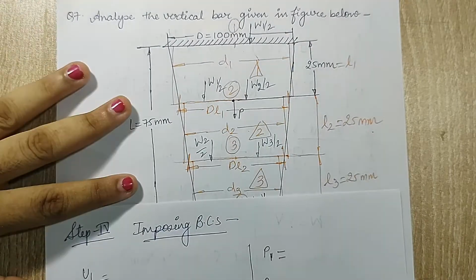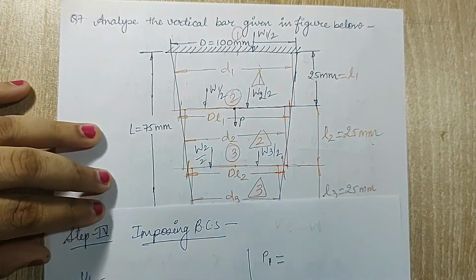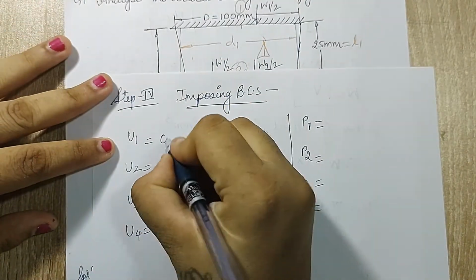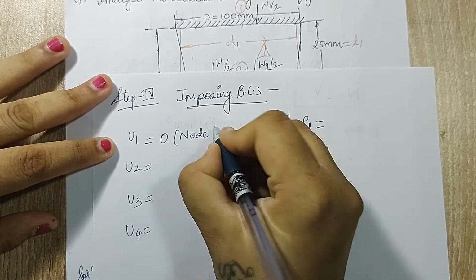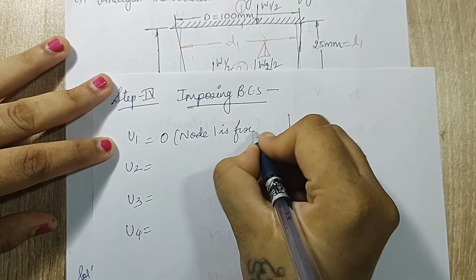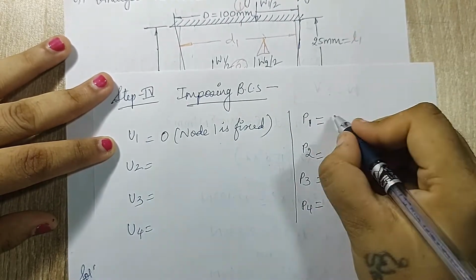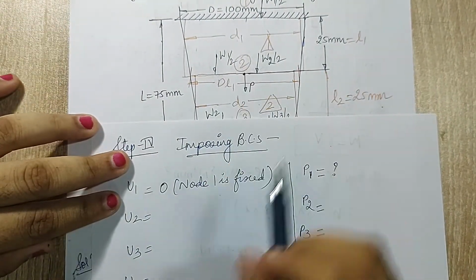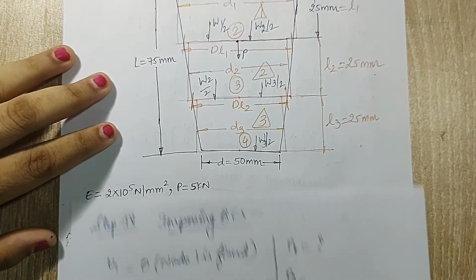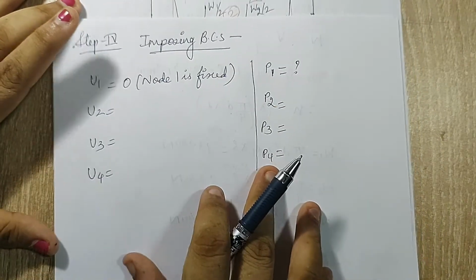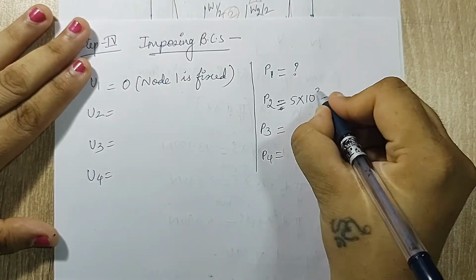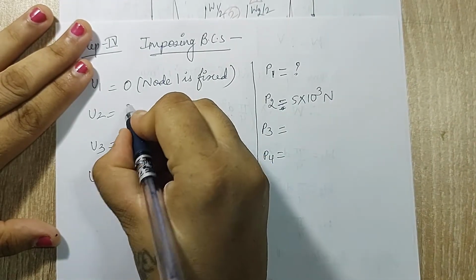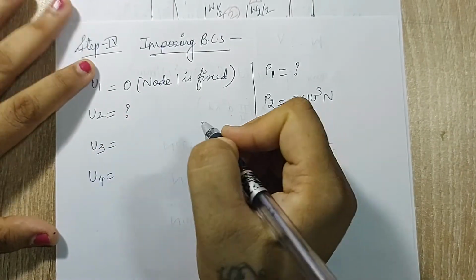Now when I look at the question, my node 1 is fixed. So U1 will be 0. I'll write node 1 is fixed. Since this is 0, here I'll have a question mark. At node 2, I can see there is a load P of 5 kilonewton. So here I'll write down P2 is 5 into 10 raised to 3 Newton. So here I should write a question mark.